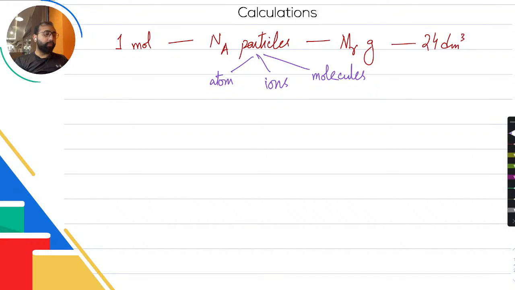Now here's the thing: a mole of anything will not care what particles you have. It will just be Avogadro's number of those particles. So you have to see what that thing is made of. For example, 1 mole of iron will be iron atoms, because iron exists as atoms. But H2O, which is water, exists as molecules, so 1 mole will have 6.02 × 10^23 molecules. Similarly, 1 mole of sodium ions would be just sodium ions.